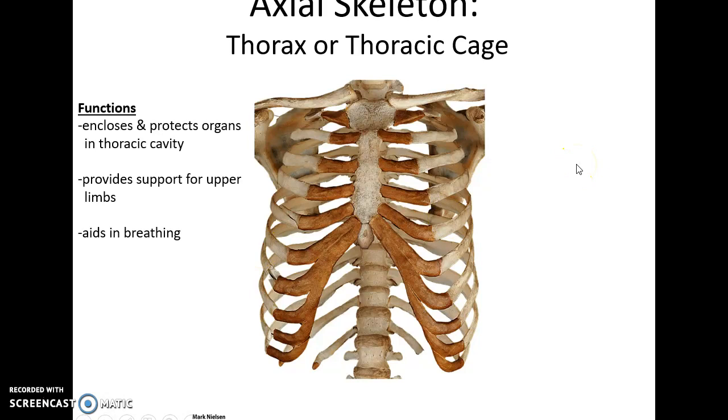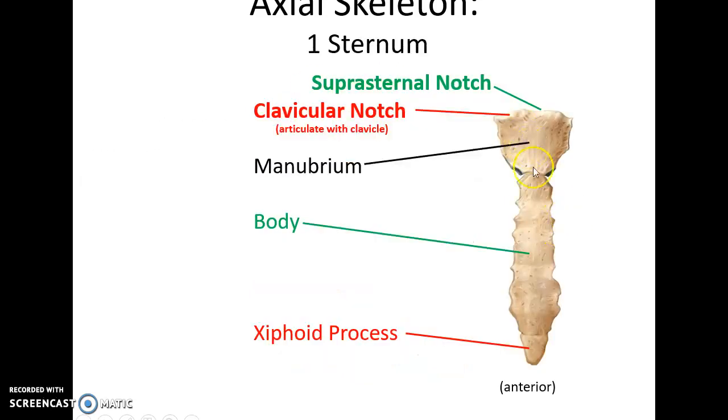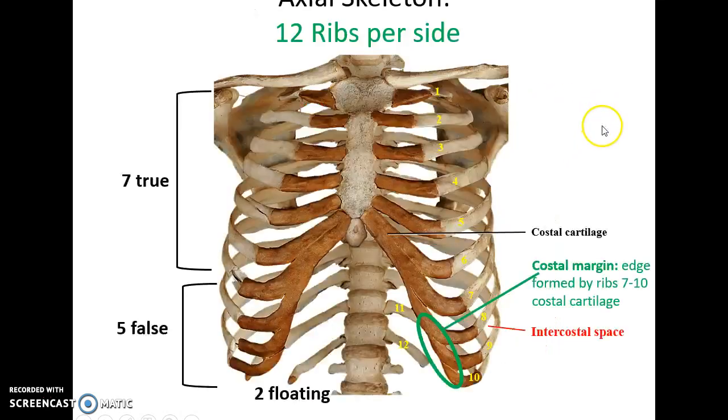Then we come up to the thorax or thoracic cage. Thoracic cage is very important. It encloses and protects various organs of the thoracic cavity, provides support for the upper limbs, aka where the pectoral girdle attaches, and aids in breathing. The sternum or the breastbone has 3 main regions: the manubrium, the body, and the xiphoid process. On the manubrium, you have 3 little depressions called the right and left clavicular notches that articulate with the clavicles, and then the suprasternal notch.